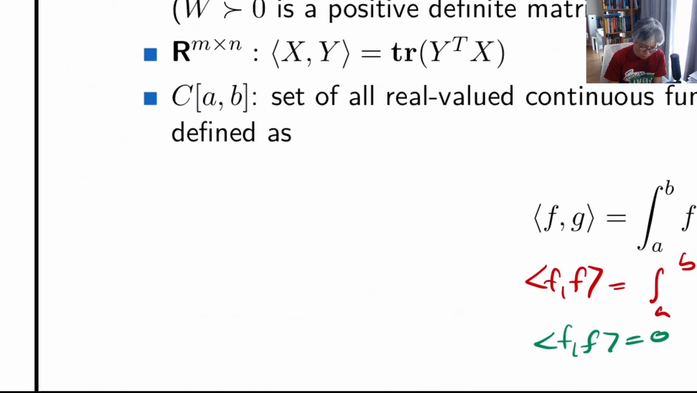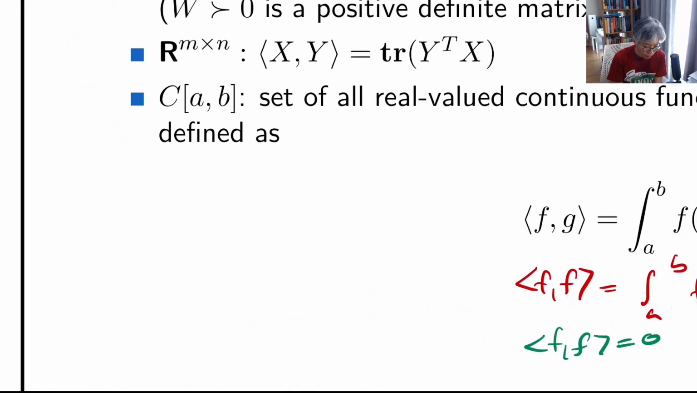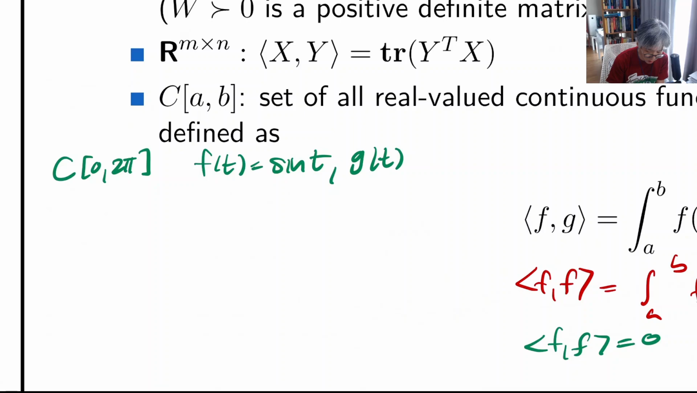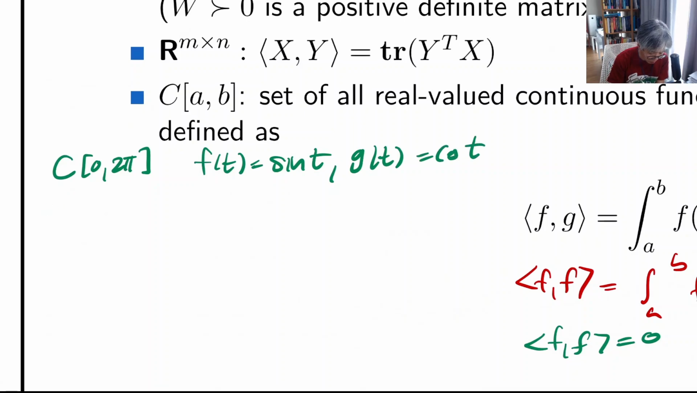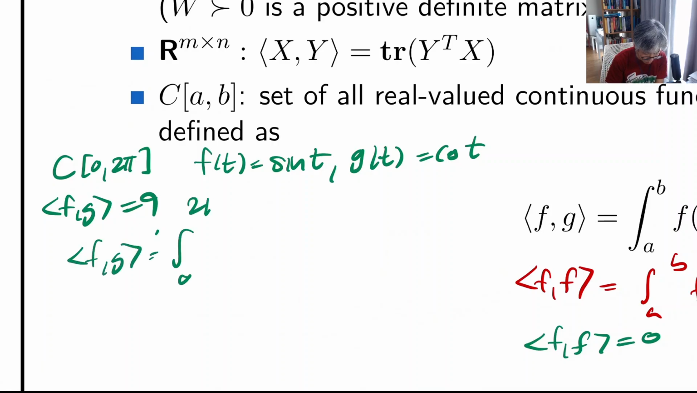I can also give an example of something more concrete. For example, if I'm interested in the interval of 0 to 2 pi, my f(t) is sine t, my g(t) is cosine t. Maybe the question is, what is the inner product between these two functions? What you do is just apply the definition: the integral from 0 to 2 pi of sine t and cosine t dt.